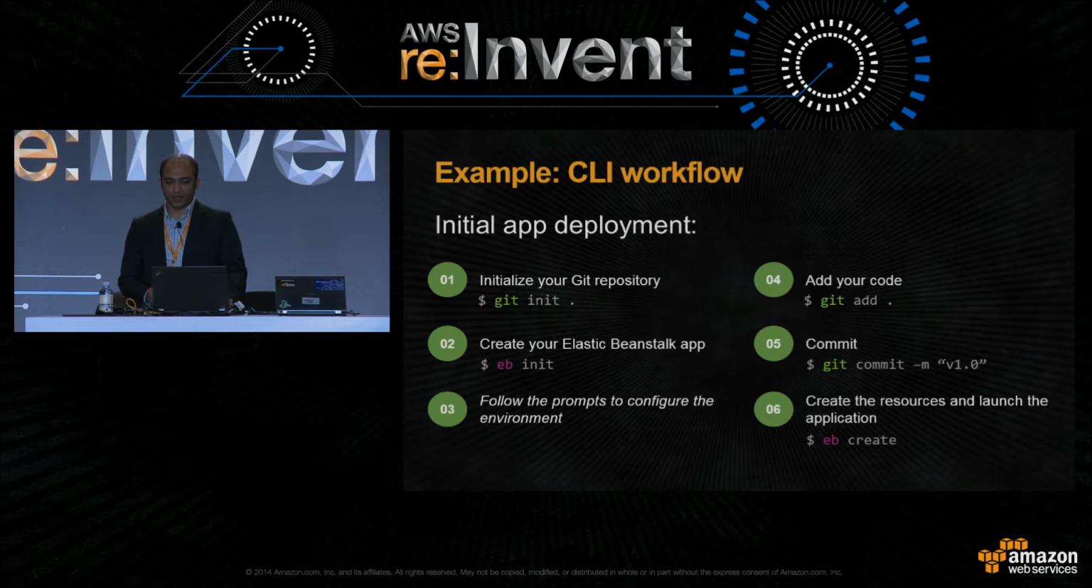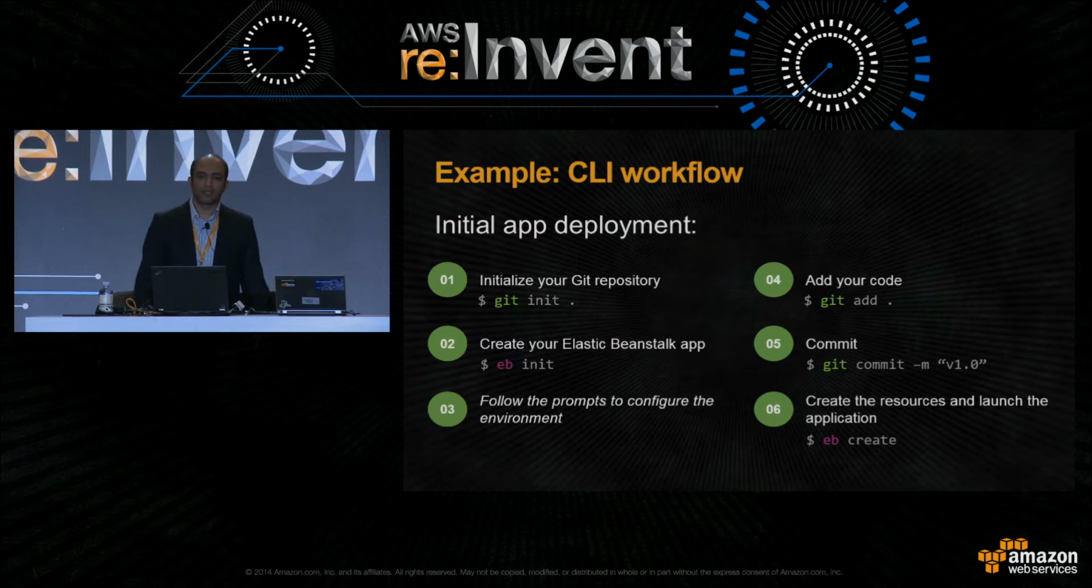So let's quickly look at our example workflow. As a developer, when you start deploying apps, you've got source control. So you go in and you initialize your repository in your folder. So you do a git init. And then we use the EB utility. So we'll do an EB init.